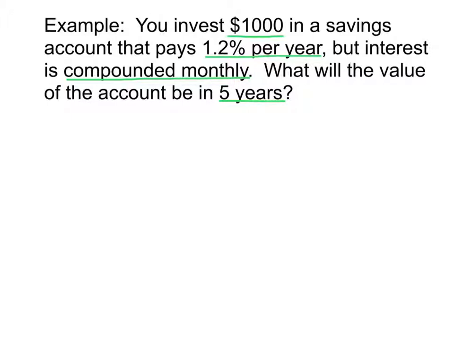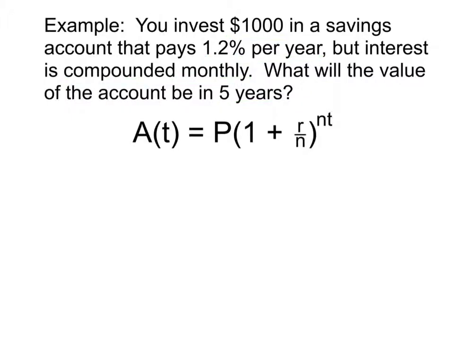Well, first of all, the new one always works. It's the same one as the old one, so you could have just plugged one in for n before. That would have been okay. But we also know that we actually have to use the new one because it's compounded monthly, not annually. And so we know we're going to be using this formula.